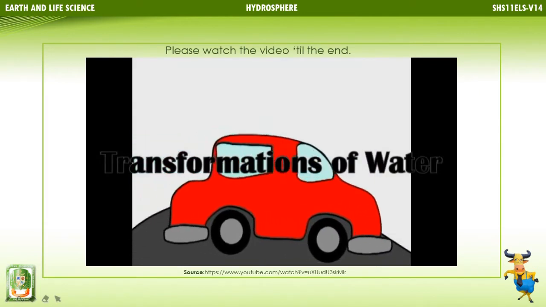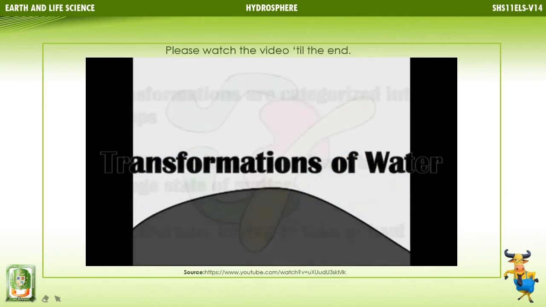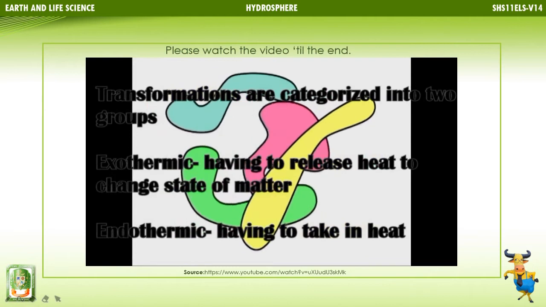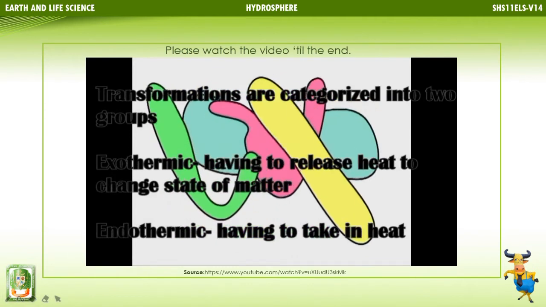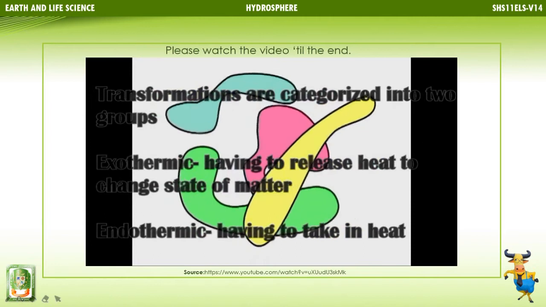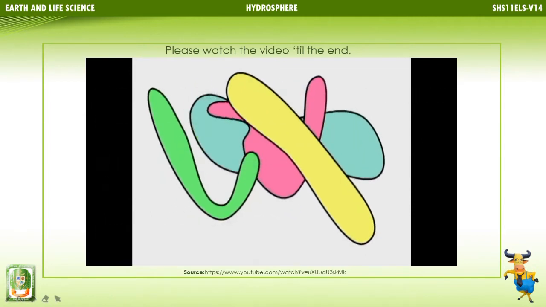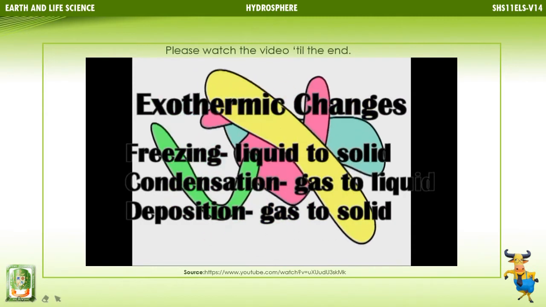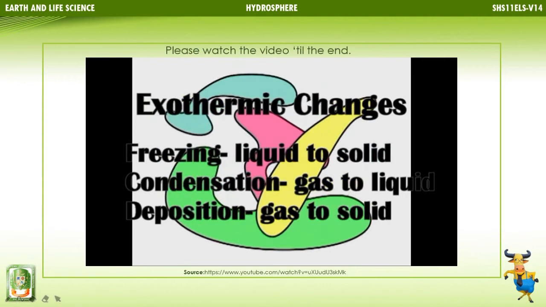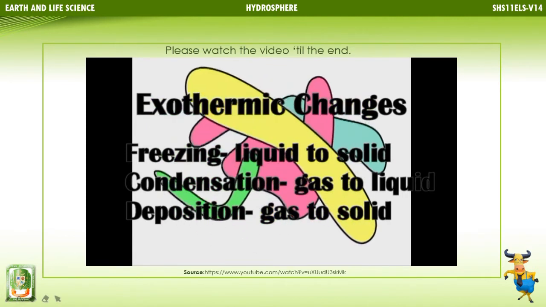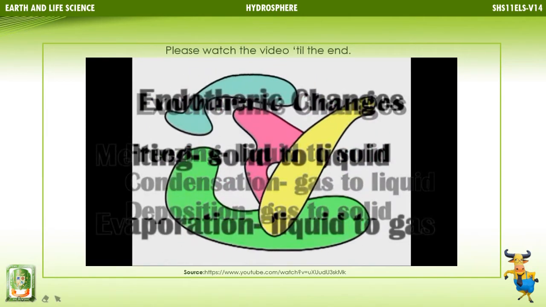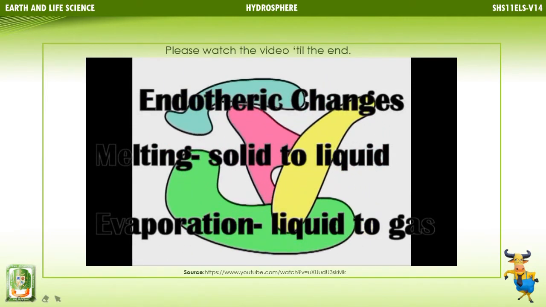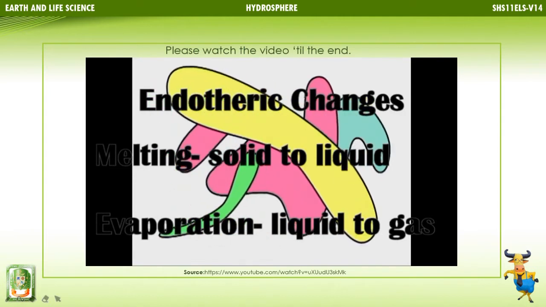The ways it's known for transforming are given different names, and they're categorized in two different ways, as being either exothermic or endothermic. Exothermic meaning that they have to release heat to change form, and endothermic meaning that they have to take in heat to change forms. We will list the exothermic changes first. Freezing is from liquid to solid, condensation is from gas to liquid, and deposition is from gas to solid. The endothermic changes are melting from solid to liquid and evaporation from liquid to gas.